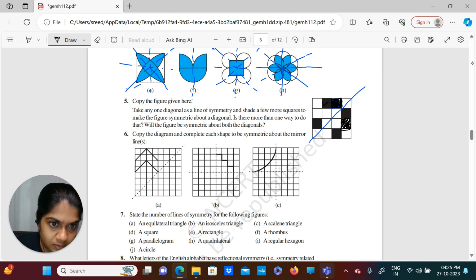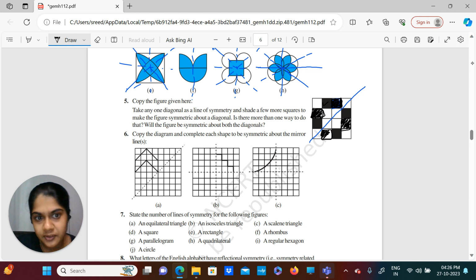Then this one, I should color this one. Correct. Okay. Since this is colored, I should color this one also.